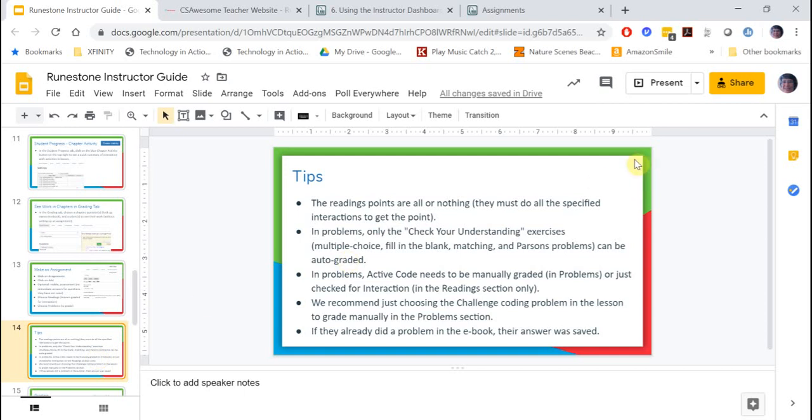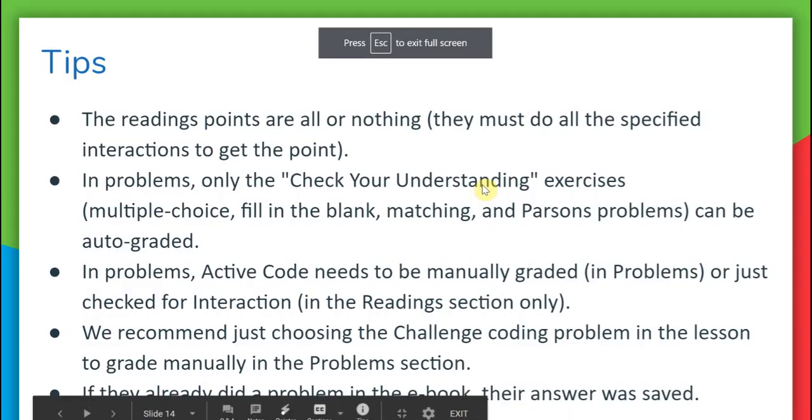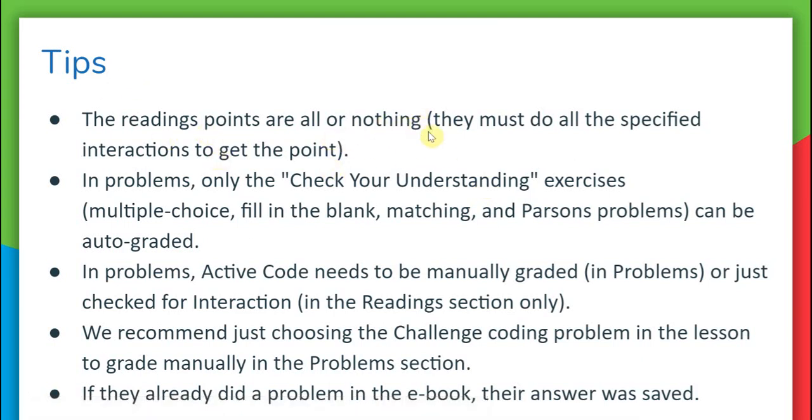A couple other things to point out here. So here's a bunch of tips, and I think we pointed out all of them, but let's go through them. Okay, so the reading section up at the top, remember that they're all or nothing, so they must do all of the specified interactions. So if it was 6 out of 8 or something like that, they have to do all 6 to get the point.